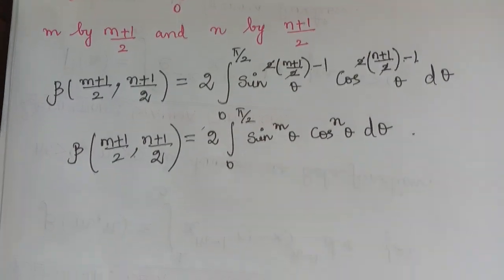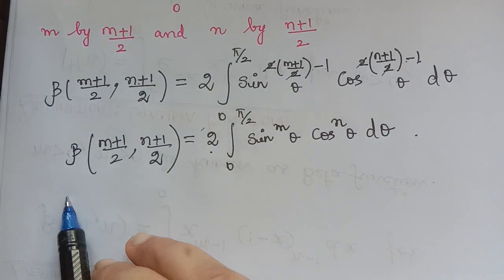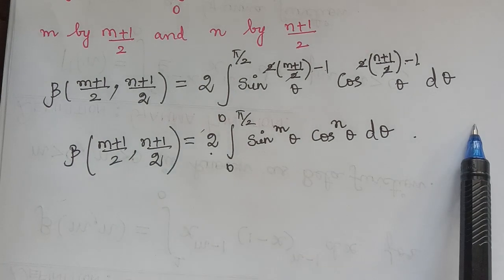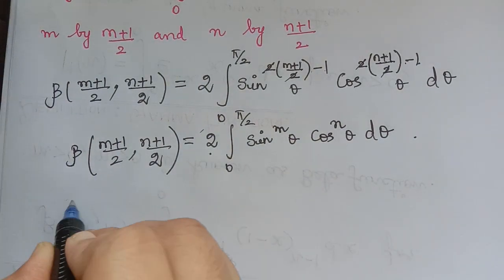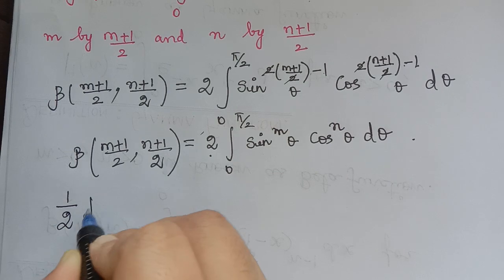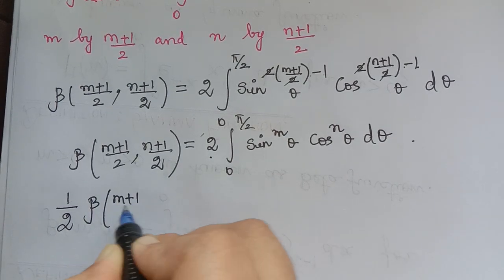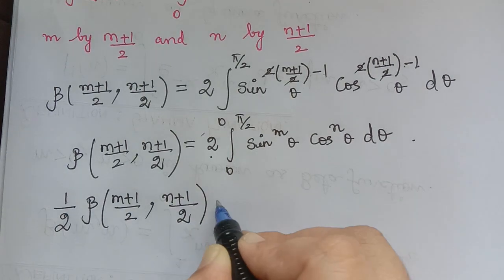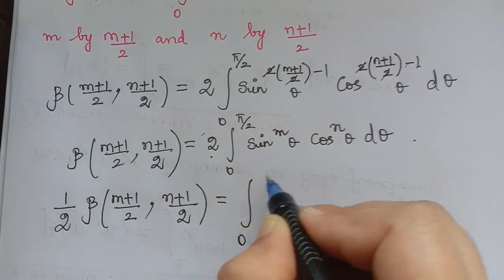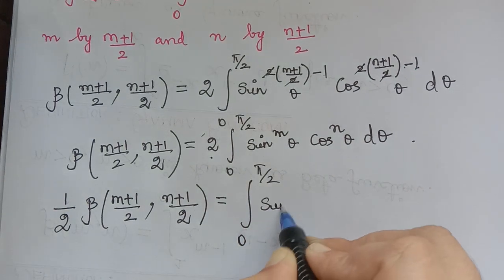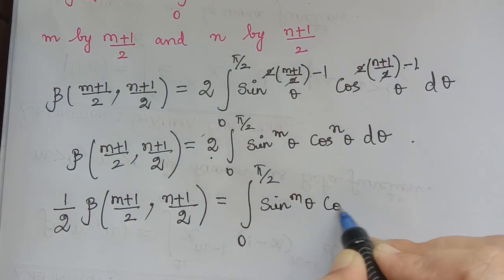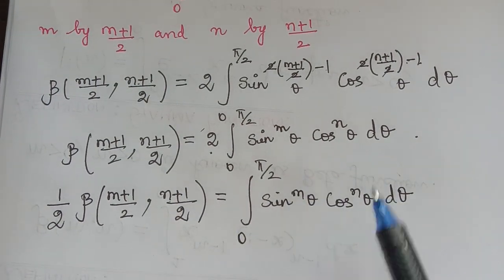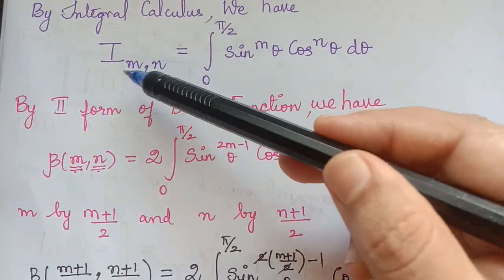Now from this, the 2 which is on the right hand side can be taken in the denominator of the left hand side. That is, dividing throughout by 2 on both left side and right side, we will be having 1 by 2 of beta of m plus 1 divided by 2 comma n plus 1 divided by 2 will be equal to integral 0 to pi by 2 sine to the power m theta cos to the power n theta d theta. But what is this right hand side? It is the integral I of m comma n.